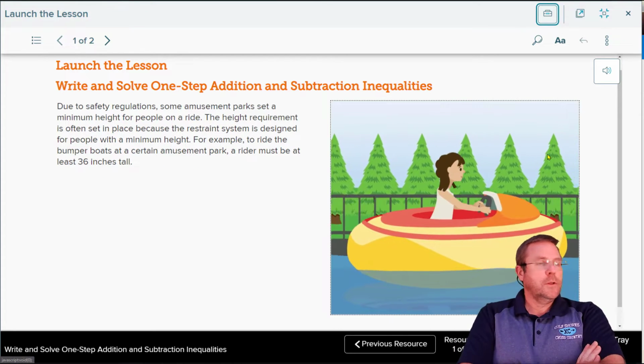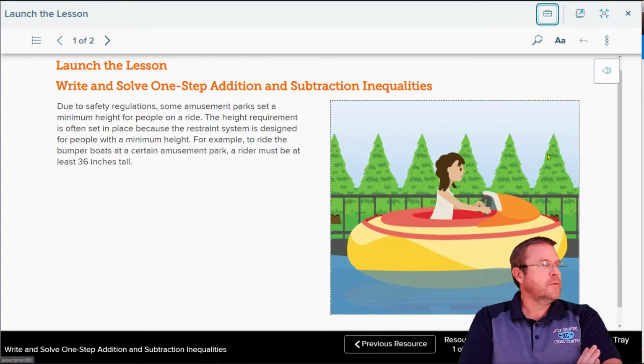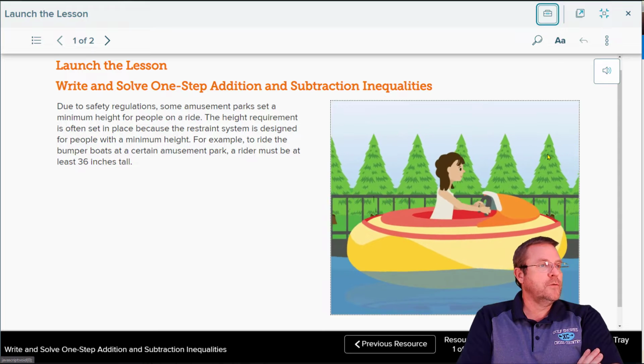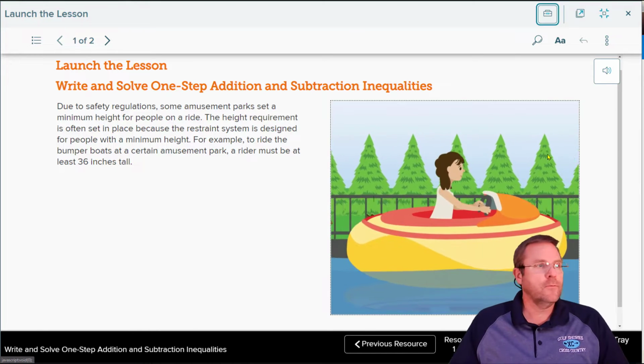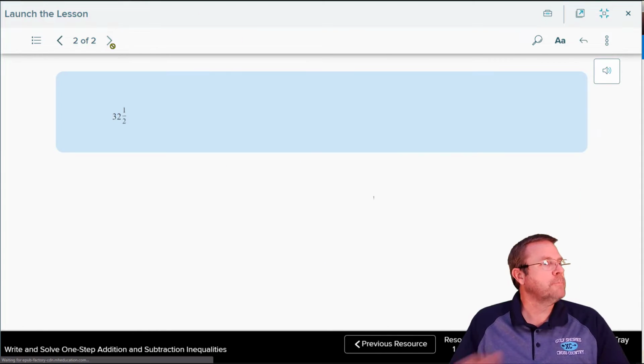Due to safety regulations, some amusement parks set a minimum height for people on a ride. The height requirement is often set in place because the restraint system is designed for people with a minimum height. For example, to ride the bumper boats at a certain amusement park, the rider must be at least 36 inches tall. What, are they afraid the kid's going to fall out and drown? I mean, really, come on.